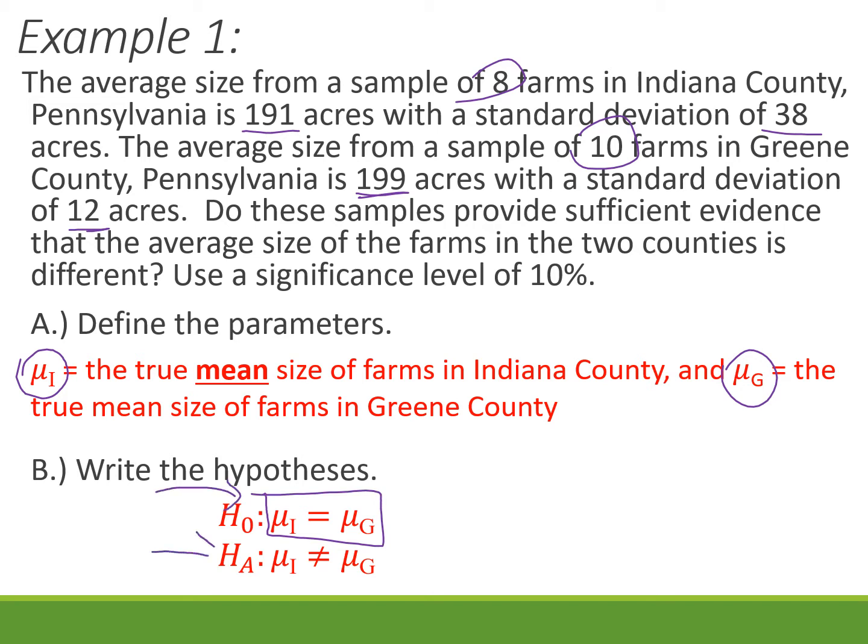And the alternative is based on the wording. For this problem, it's asking, are these two average farm sizes different? We can rewrite them with minus signs in between them. This is how you'll typically see it in the book.